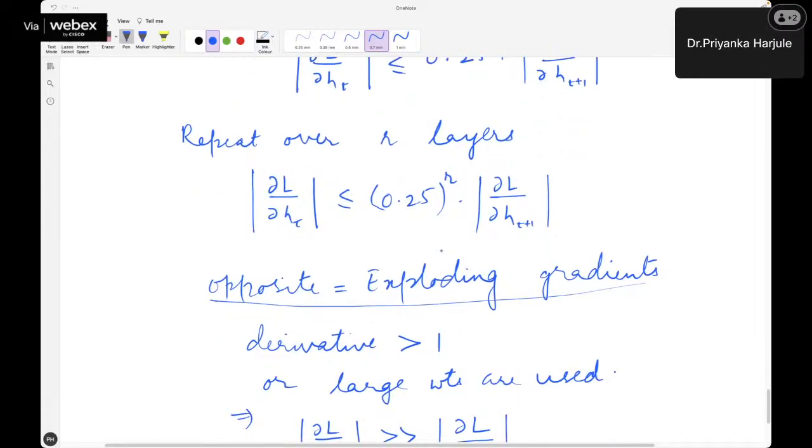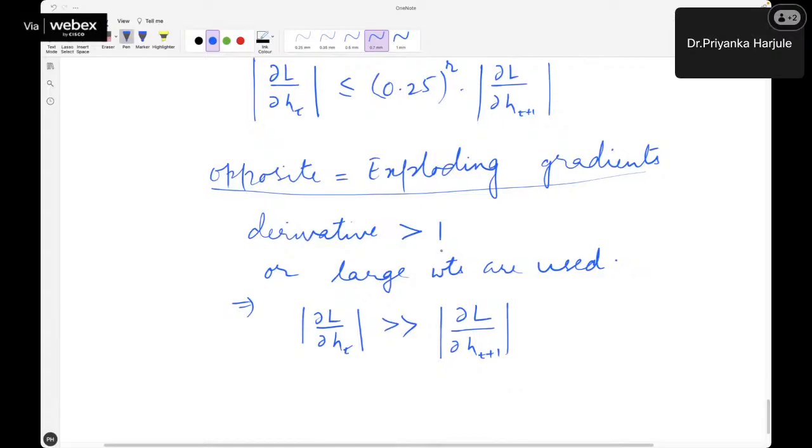And the opposite of this, not in the sigmoid case but in other cases, is when the derivative becomes greater than 1 or large weights are used. In that case the gradients blow up layer by layer. That is the exploding gradient problem. Okay. So in these cases we use special initialization techniques like Xavier or He, and activations like the ReLU. They are used to take care of these issues of vanishing and exploding gradients.